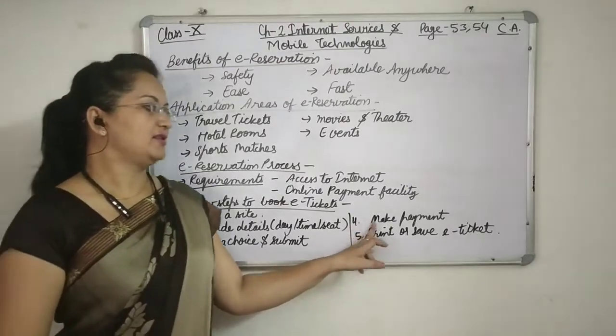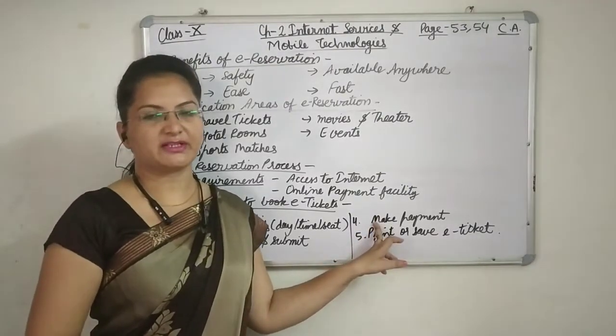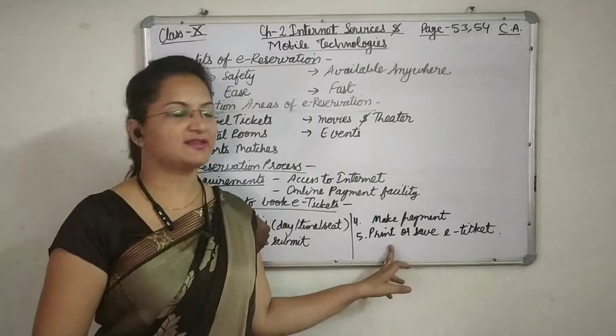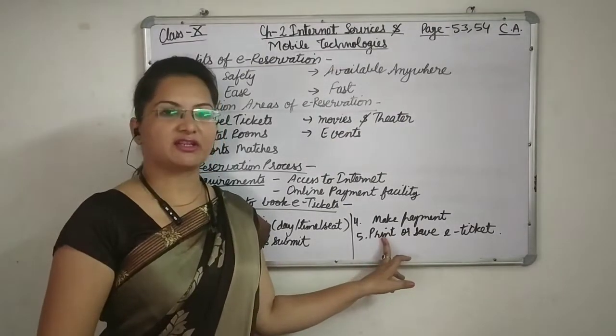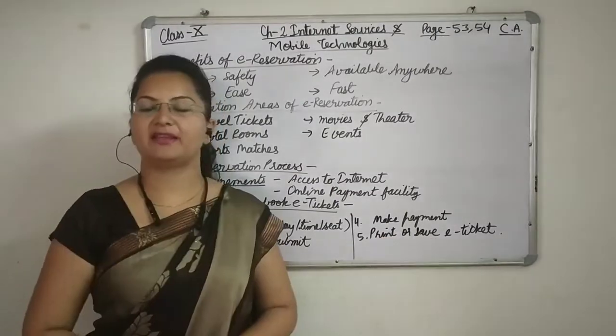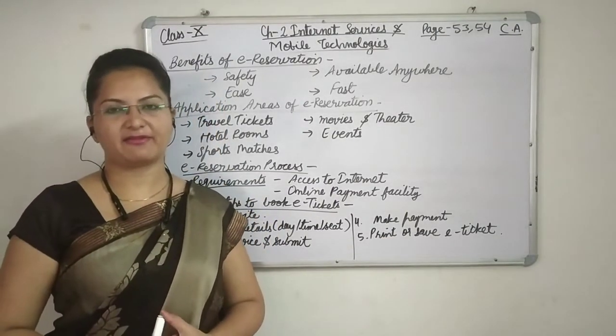After that, you have to make the payment to confirm the ticket. Once the processing is done, means the payment is processed, you will be able to see your tickets on the screen and you will be able to print it or you can save it. And then you can use that e-ticket for traveling.